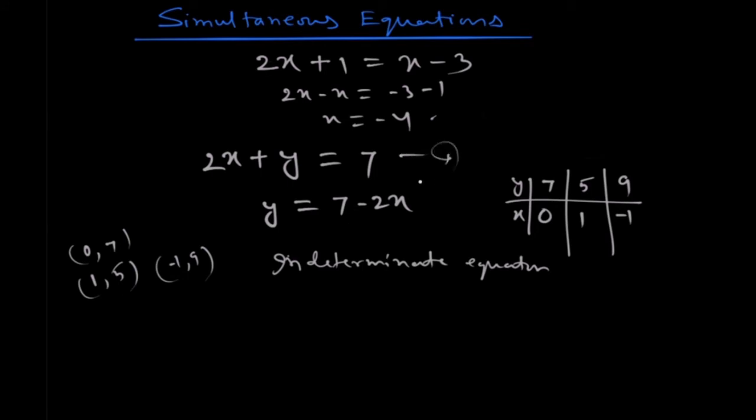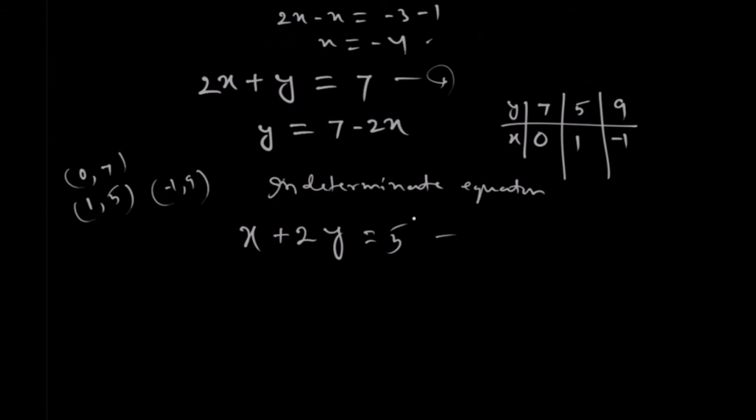This is one equation, and take another equation, suppose x plus 2y equal to 5. This is another equation, and it is also an indeterminate equation. You take different values of x and you will get the corresponding y, or you take different values of y and you will get the corresponding x. This equation does not have any unique solution, like the previous one.